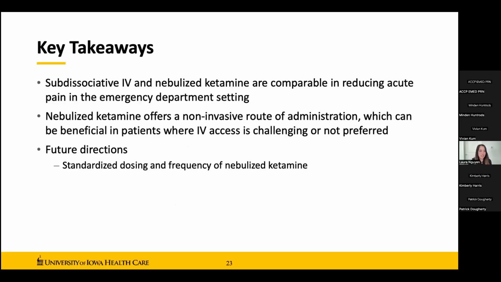And to wrap up today's presentation, this study found that sub-dissociative doses of IV ketamine and nebulized ketamine were equally effective in reducing acute pain within the ED setting. And nebulized ketamine presents as a potential alternative route for pain management. So this could be another option for patients where establishing IV access is challenging or not preferred. And for some future directions, prospective research should investigate standardized protocols for nebulized ketamine administration. So this includes determining the optimal dosing and duration of nebulization to further refine its use.